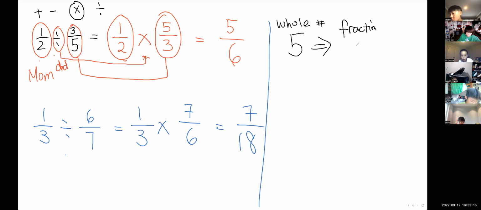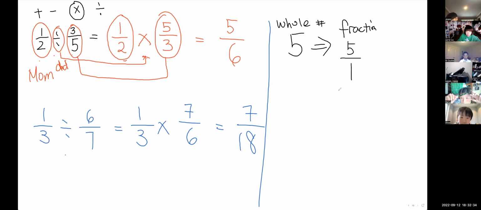5 over 1. Because you know what? Fraction is division. 5 divided by 1 equals what? 5. Yes. That's actually a cool trick. Get it?